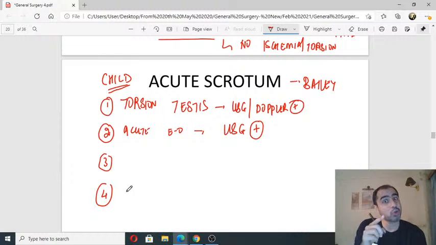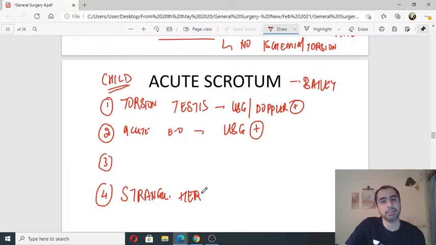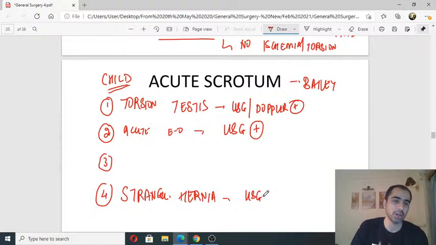Let's say there is a scrotal swelling also, which is tender. What will you think? Other cause is strangulated hernia. Okay, strangulated hernia. But of course, strangulated hernia will also be diagnosed on ultrasound. Ultrasound will show there is intestinal contents in the inguinal and the scrotal region. Ultrasound will pick up. What if there is no hernia?